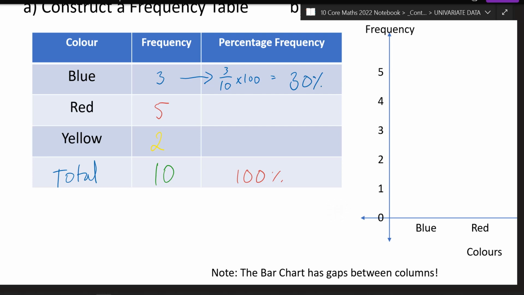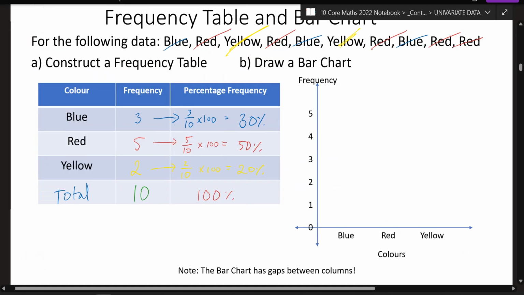Okay, so same thing in red. It's the frequency divided by the total times 100, which will be 50%. And then in yellow, the frequency divided by total times 100. And what you'll notice is if you've done it all correctly, all of this should add up to 100%. Should. Okay, technically should. Okay, and now we do the bar. Okay, let's do the bar.